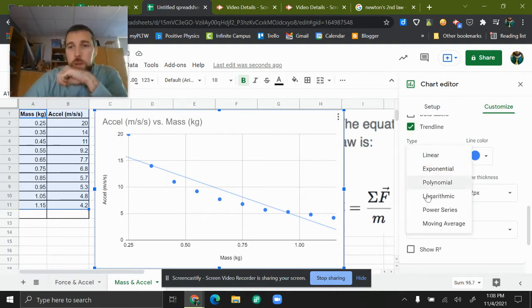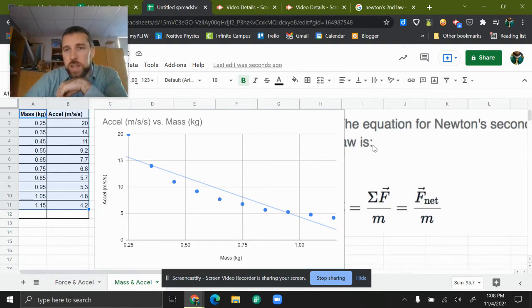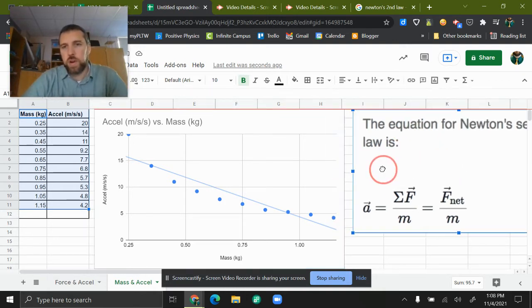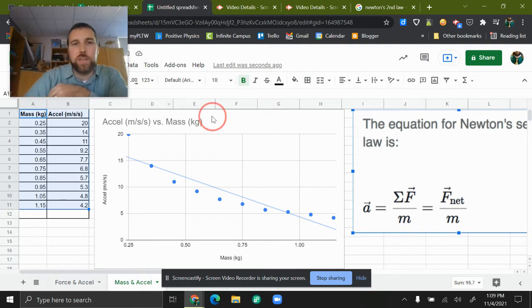What we're going to do is we know that Newton's second law, which I have over here, says acceleration is directly proportional to the force and inversely proportional to the mass. So as the mass goes up, the acceleration goes down, which kind of is what the trend does here, but it's an inverse relationship, right? So we could say that it's proportional to 1 over the mass, and that's a power series. We're taking it to a power of -1.